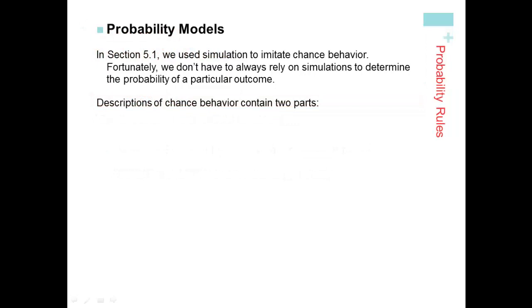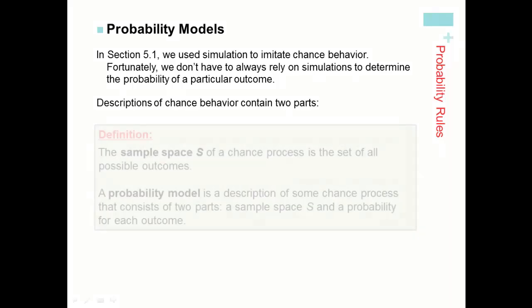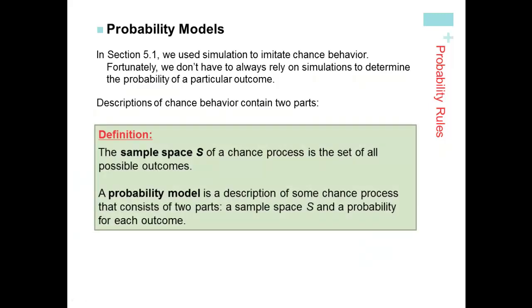In Section 5.1, we use simulation to imitate chance behavior. Fortunately, we don't always have to rely on simulations to determine the probability of a particular outcome. When we have a description of chance behavior, it contains two different parts. The sample space, which we label as S, of a chance process is the set of all possible outcomes. For example, if I'm flipping a coin, I would have two possible outcomes. I could either get a head or a tail. So heads and tails are my sample space.